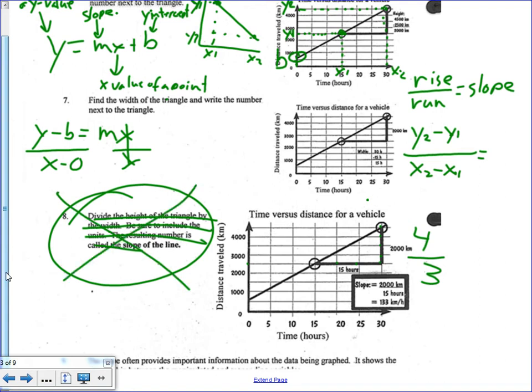Okay? People make that mistake because they read that in their notes and assume it's the right way to do it. Okay? What we mean by height of the triangle is change in y divided by the width of the triangle, change in x. Okay? Not actually counting the squares. All right?